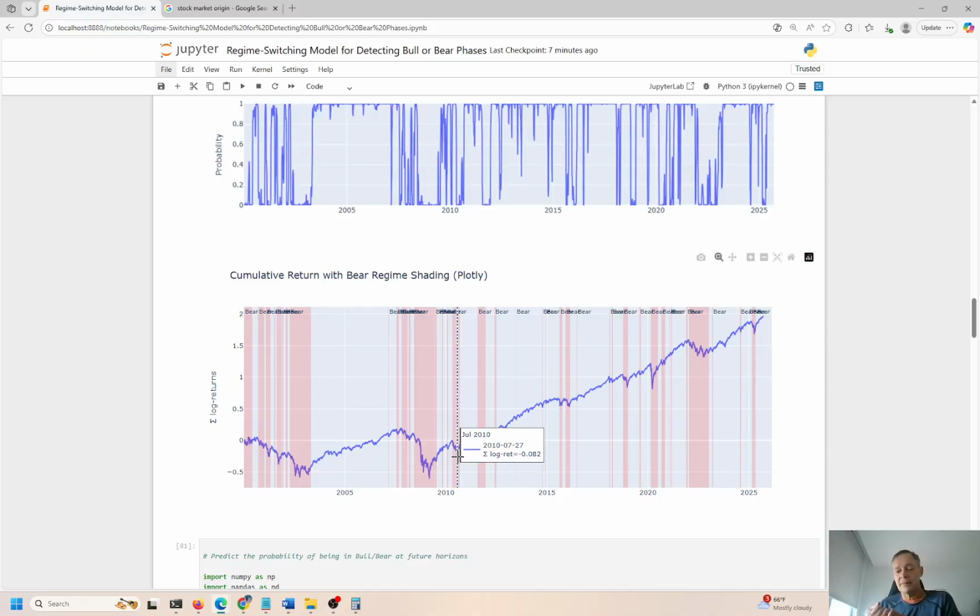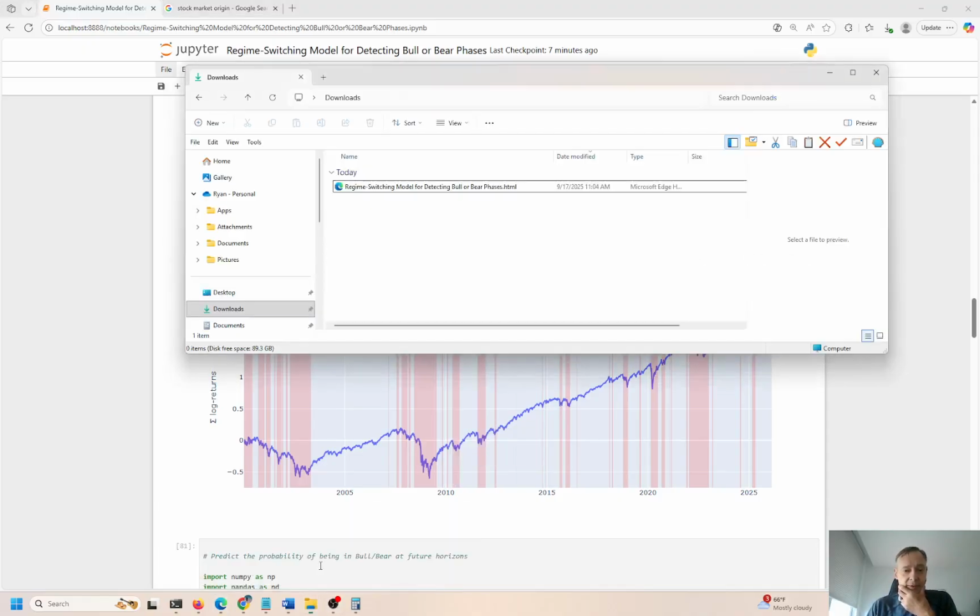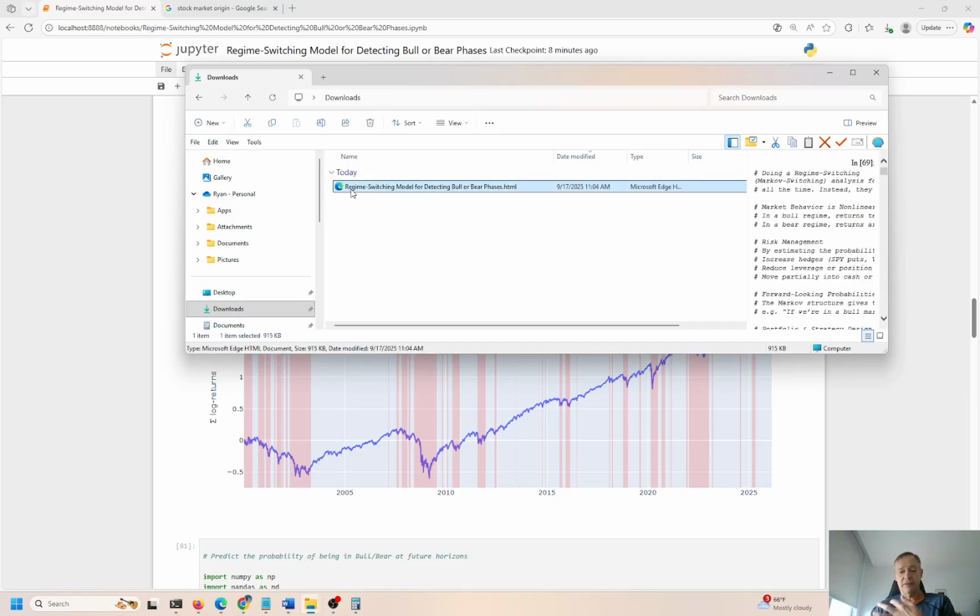So that's it. I saved this file, I think. Let me check my download folder. Regime switching model. Yep, I got it. Okay, so I'm going to put this up on YouTube very soon, and I'll present all this code to you with the video, and you'll have everything you need. Copy paste it into your own Jupyter notebook and run it. You have everything you need, guys.